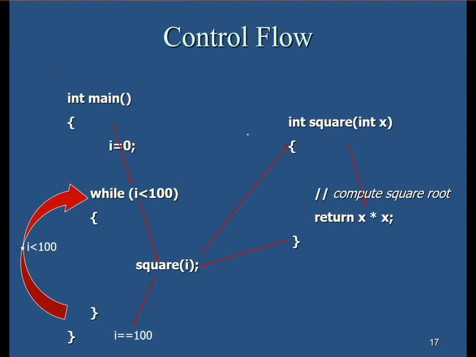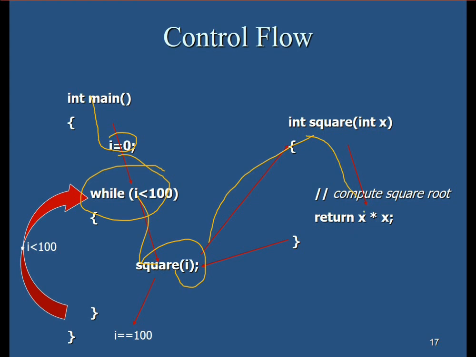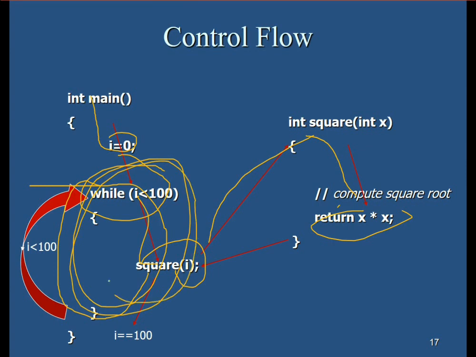This is the control flow. How does the control go, from where to where? From main it starts with I equal to 0. Then it goes to while I less than 100. Then it goes to square I. This square I will take you to this function square. This will go inside, return x times x, which means square, and then again it will go to the iteration, and this will go on. This loop will go on until 100 is reached, or 99 is reached. It means after 99 it will come out. This is the control flow.